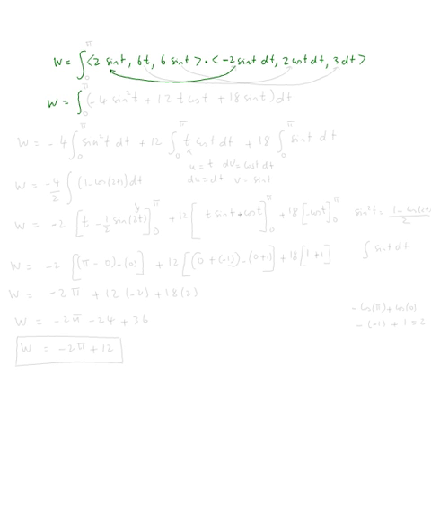2 sine t times minus 2 sine t will be negative 4 sine squared t. I'm just going to factor the dt. Then I multiply 6t by 2 cosine t, so that would be plus 12t cosine t, then 6 sine t times 3 is plus 18 sine t. Alright, now how do we do this? Let's do 3 separate integrals, I think it will be easier. So minus 4 times the integral of sine squared t dt, plus 12 times the integral of t cosine t dt, plus 18 times the integral of sine t dt.